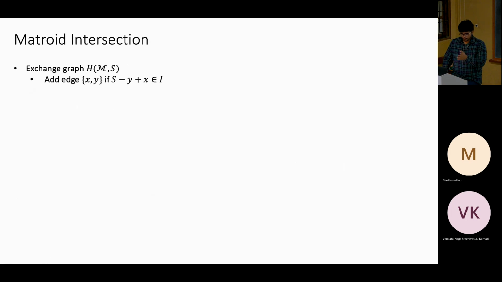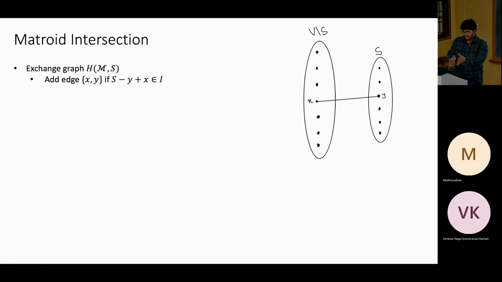The Matroid intersection algorithm itself looks like a generalized version of the actual max matching algorithm. Setting up the framework, what's an exchange graph? Given a Matroid and an independent set S, you have the following exchange graph, which simply encodes what local exchanges I can make and still stay an independent set. So x and y have an edge if S minus y plus x is still an independent set.